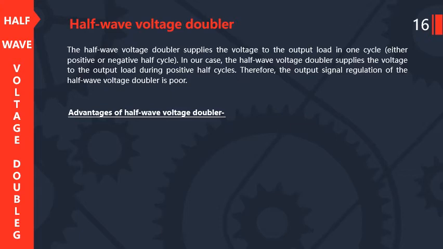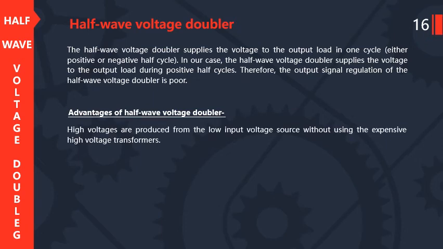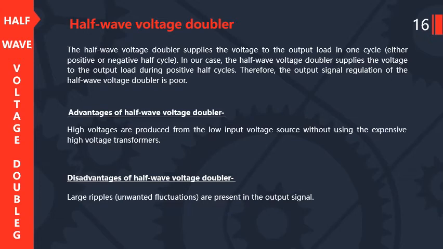Now, the advantage of half wave voltage doubler circuit. High voltages are produced from the low input voltage source without using the expensive high voltage transformer. This is one of the most important advantage of half wave voltage doubler circuit. Now, next is the disadvantage of the half wave voltage doubler circuit. Large ripple or unwanted fluctuations are present in the output signal.